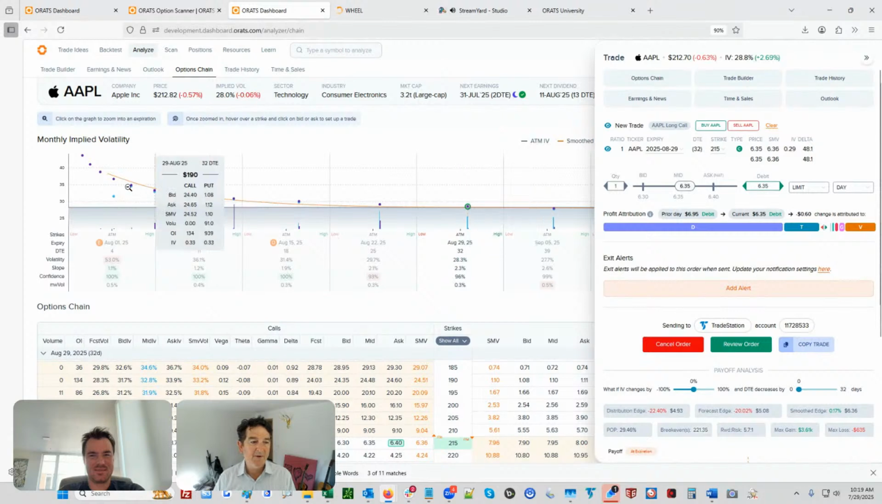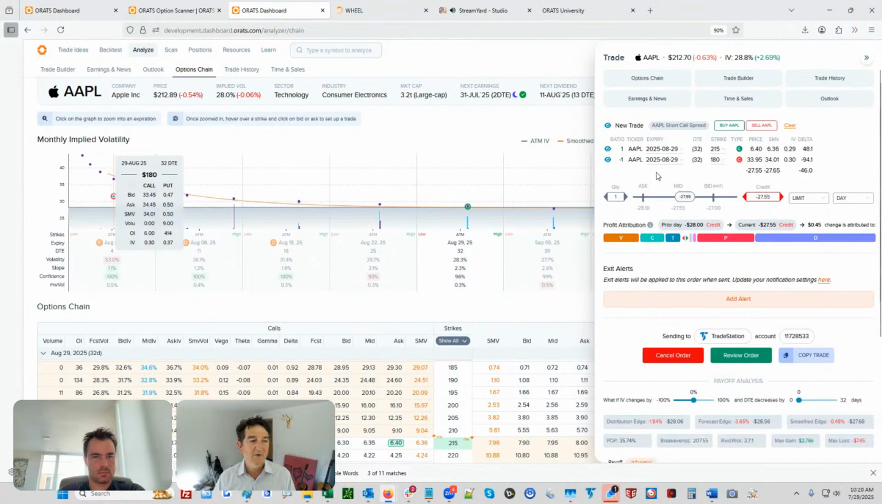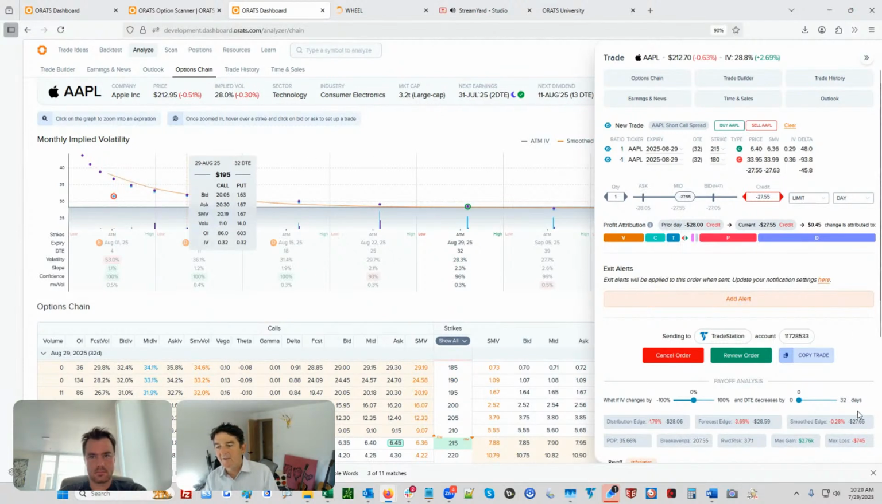So, for example, on this call, you can see how far off the SMV is for that call. That's what we're seeing over there. So that's another really important thing that the SMV does, Tyler.